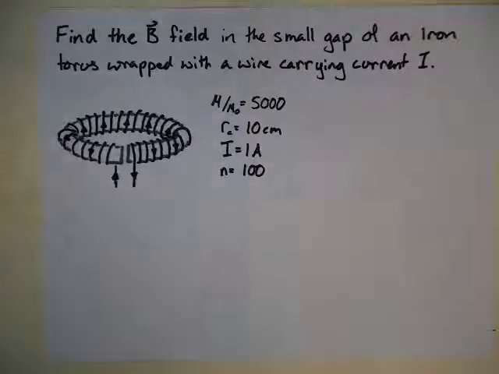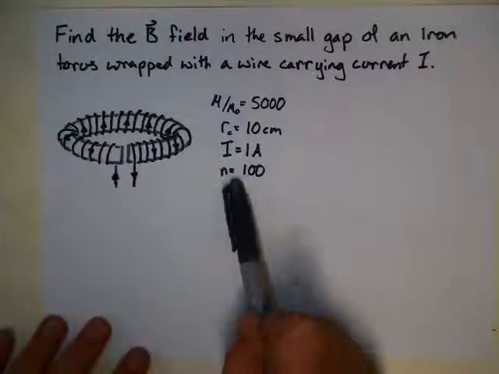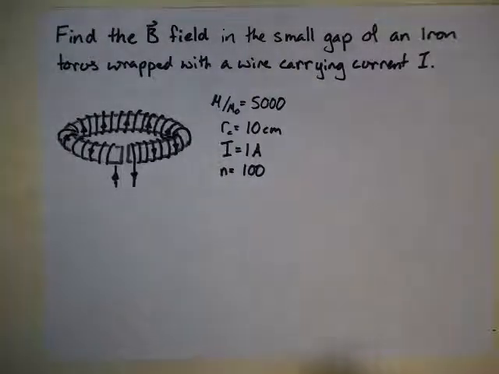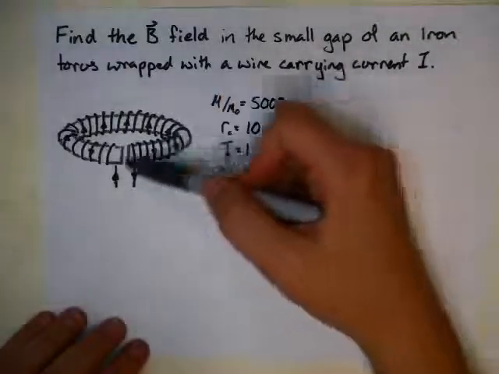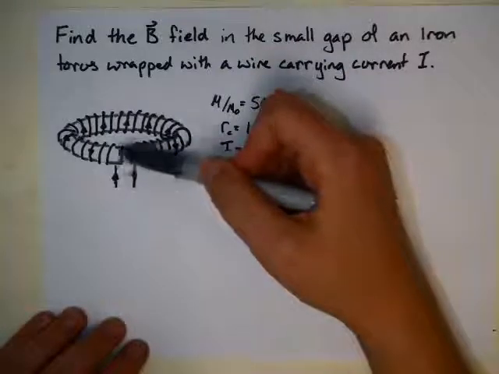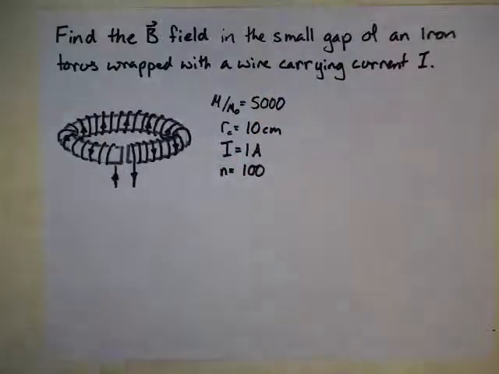I. I'm going to say that I have 100 wrappings, that the current will be 1 amp, because here the overall question is I want to find the magnetic field in this torus. Specifically, I want to find the magnetic field in the gap, and so that's what we're going to be doing here this time.